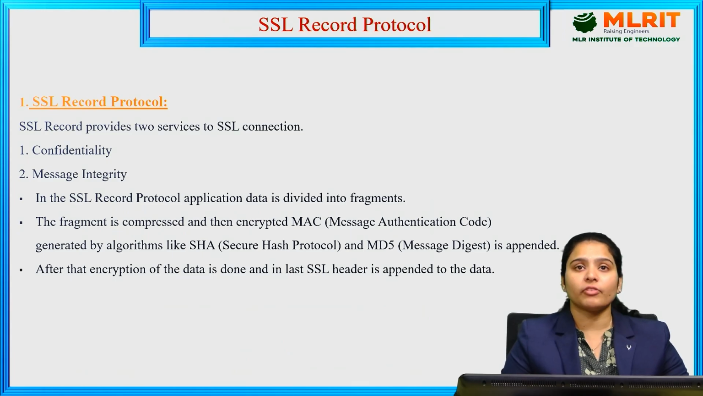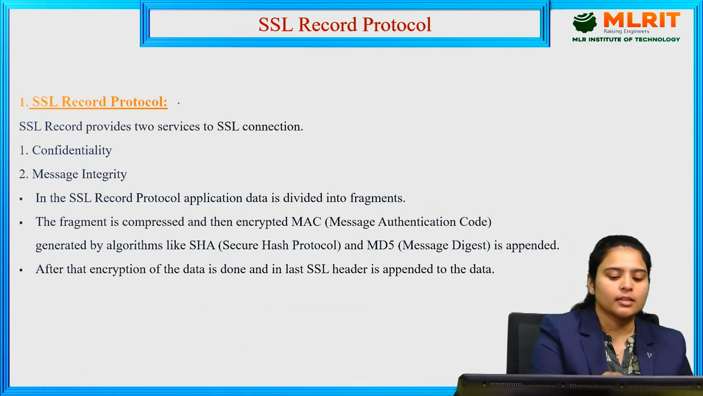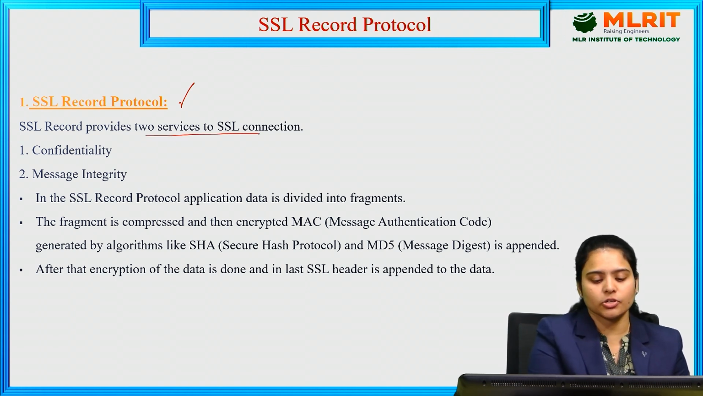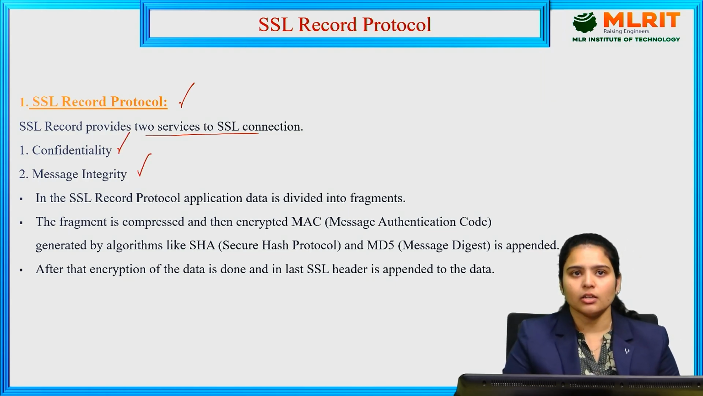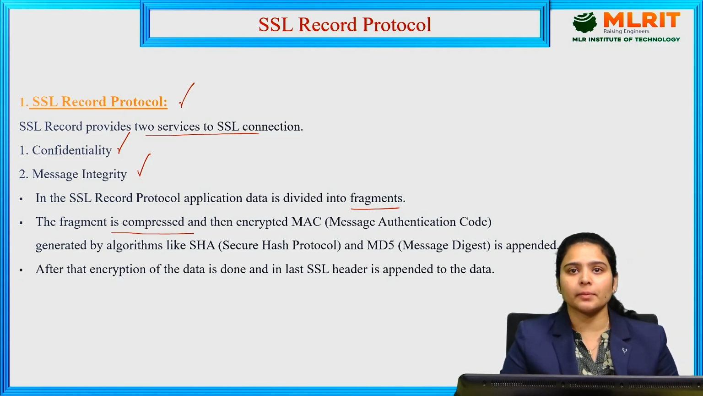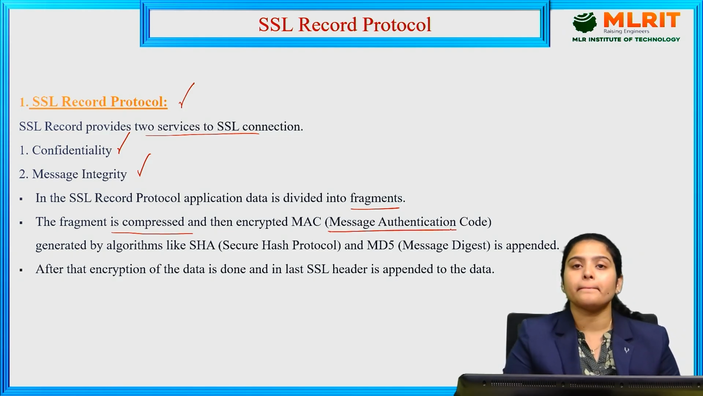Coming to the first type, the SSL record protocol. It provides two services to the SSL connection: confidentiality and message integrity. The application data is divided into fragments, which are compressed and then protected with a MAC. MAC is a message authentication code. By seeing the previous video on MAC, you can easily understand how the SSL record protocol works.